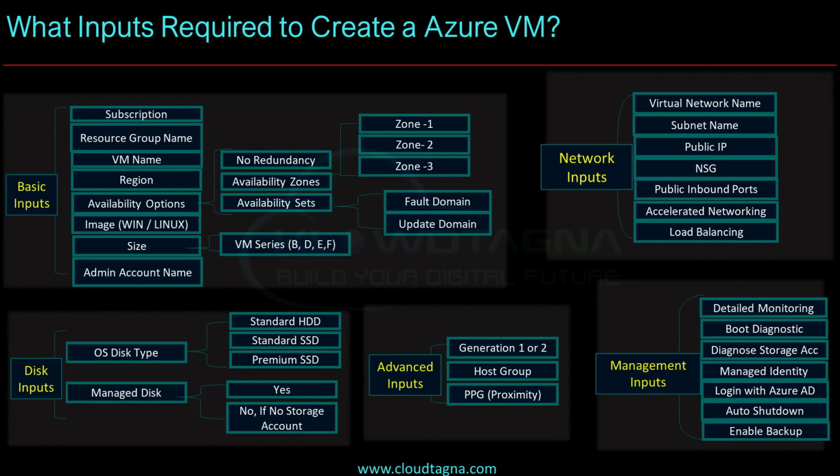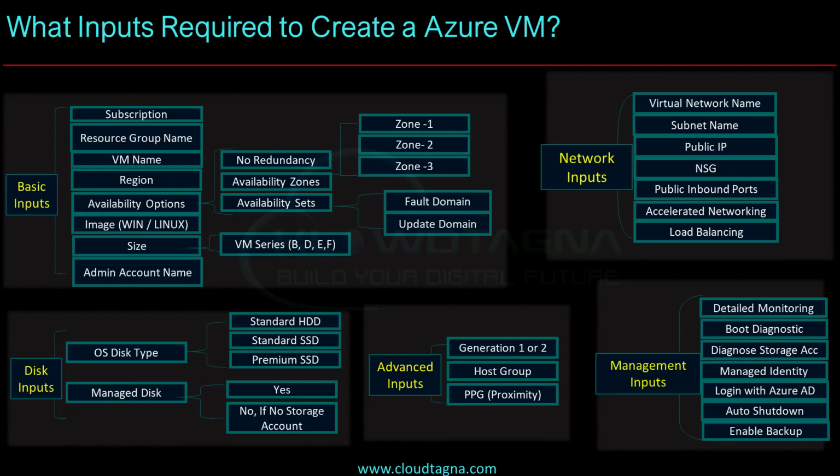On the advanced tab, you can select your virtual machine type such as Gen 1 or Gen 2. Gen 2 supports the new features like UEFI boot, and host group provides the ability to place your virtual machines on the dedicated physical servers, and PPG is the proximity placement group, and that is designed for latency sensitive applications.